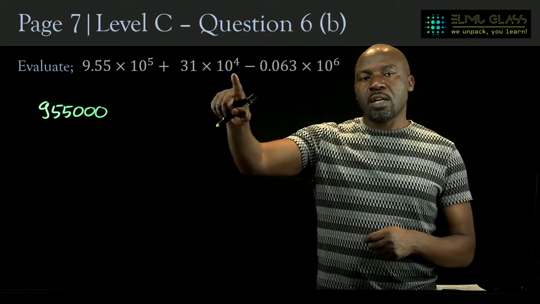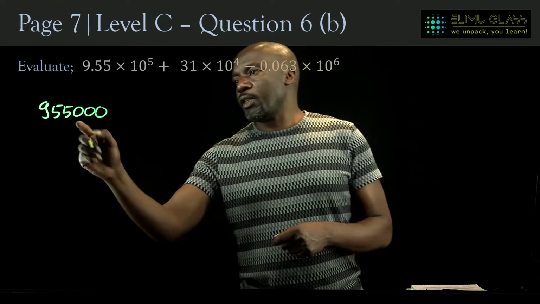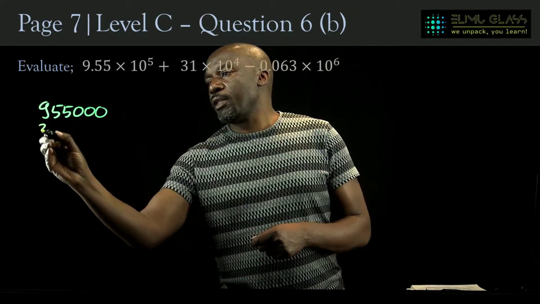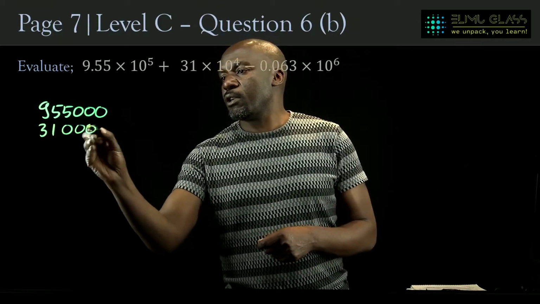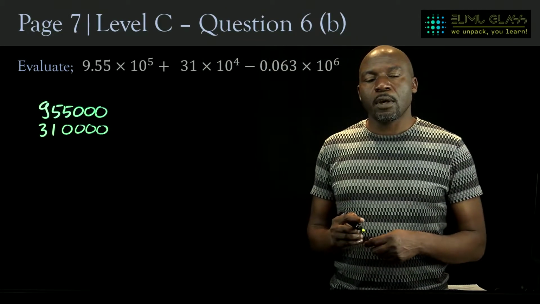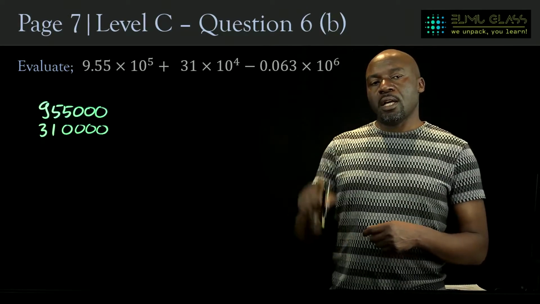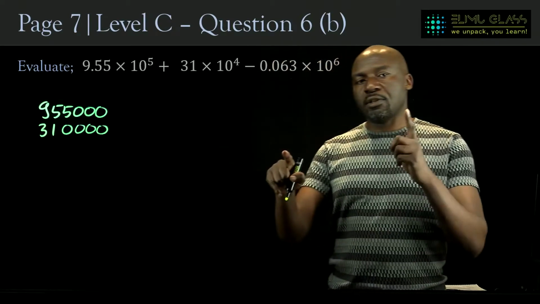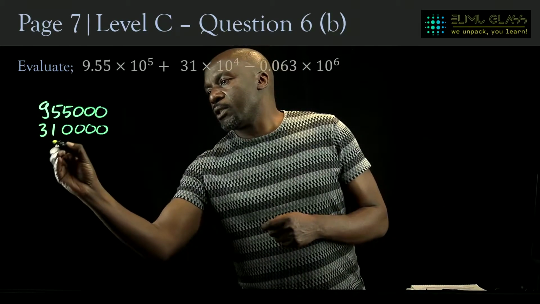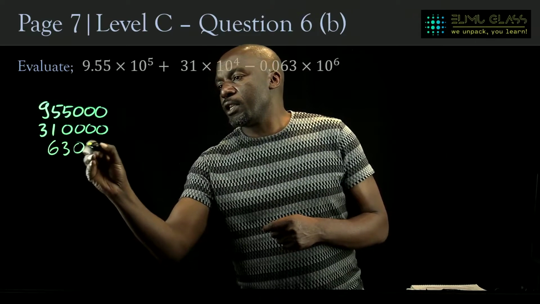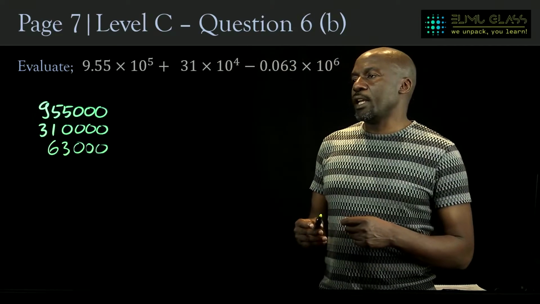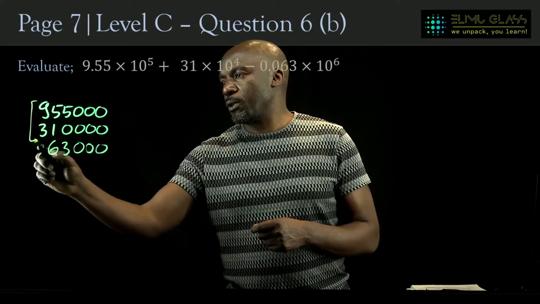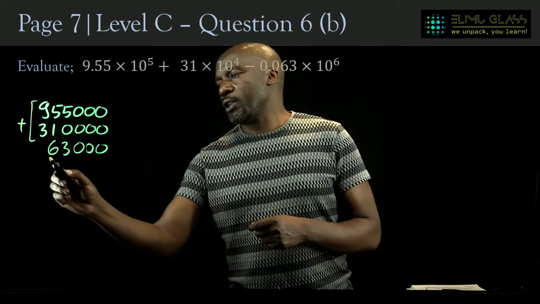This would be 31 and 4 zeros, so that would be 310000. Okay, and the next one, we are multiplying by 10 power 6, so that would be 63 and 3 zeros, so 6, 3, and 3 zeros. The only thing is that the first 2 are being added, and then we will subtract the last one.